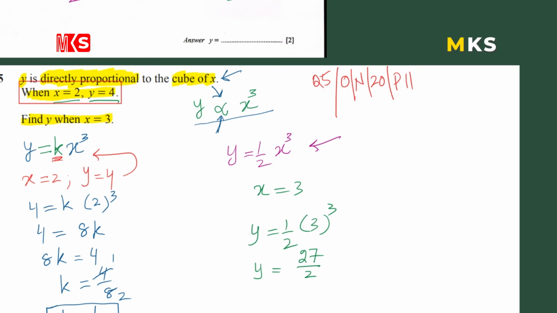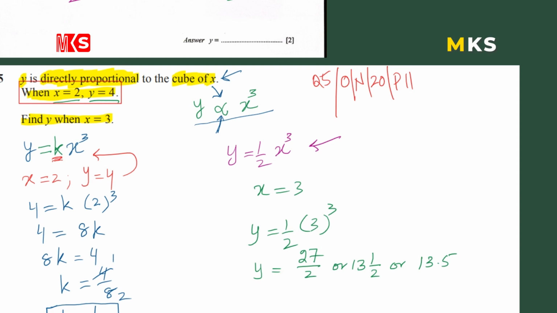If you leave the answer till here, you will get the mark. That is okay. Or you can write this as a mixed number, which is 13 1 over 2. 13 2s are 26, 1 will be remaining. Or you can even write this as 13.5. But if you leave 27 over 2, that will be acceptable as well.